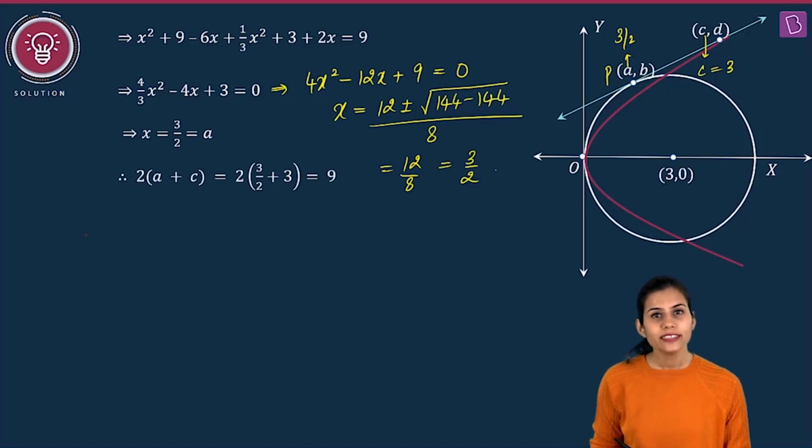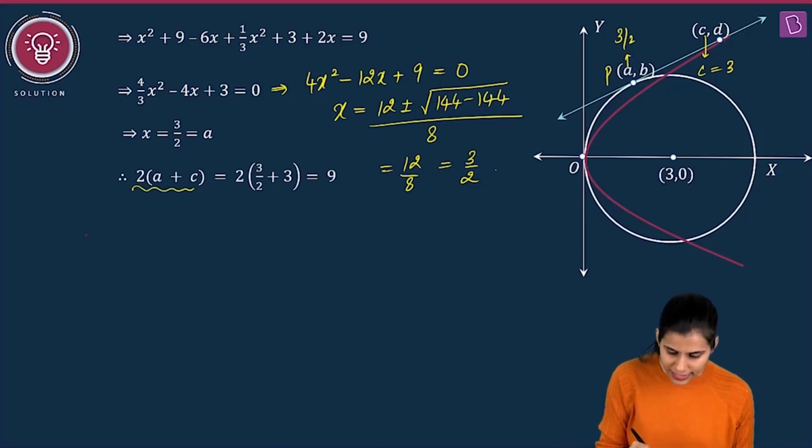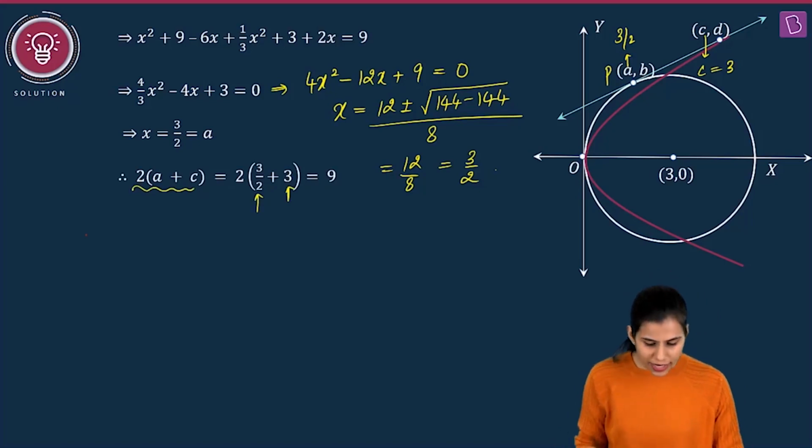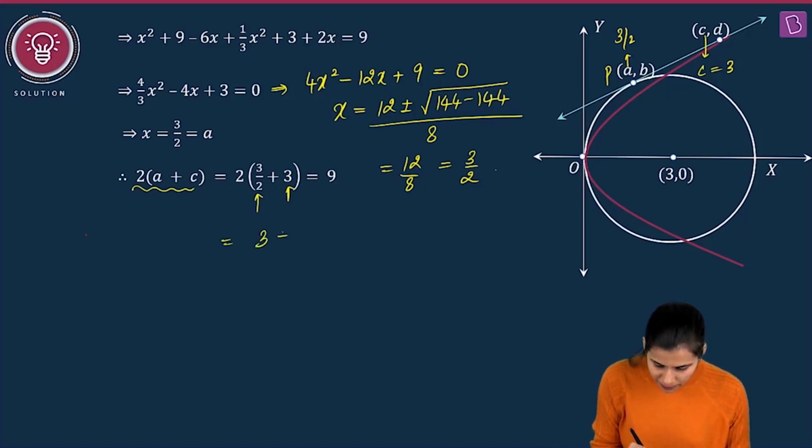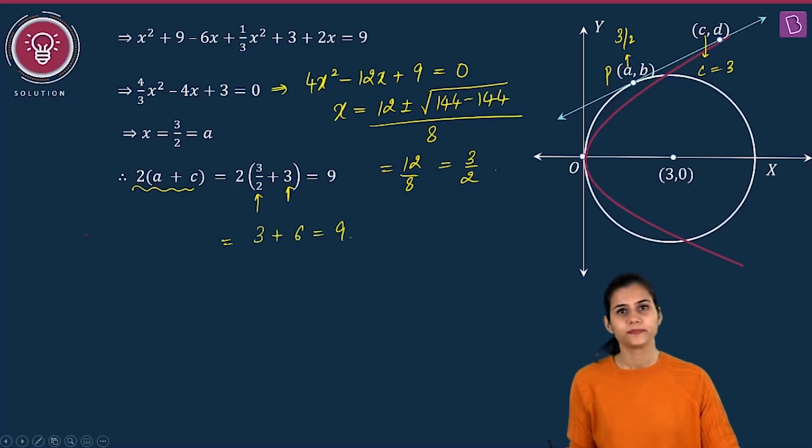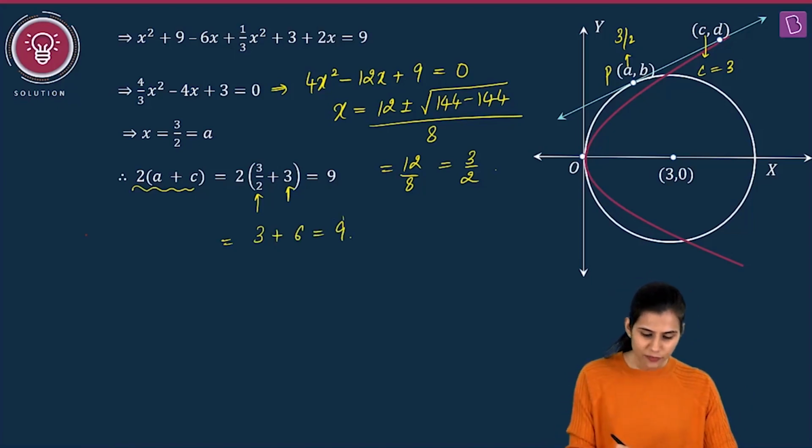So now, bring in the expression in picture, twice of a plus c. In place of a, you plug in 3 by 2. In place of c, you plug in 3. What you end up getting is 3 plus 6, which is 9. Alright, so 9 is your final answer.